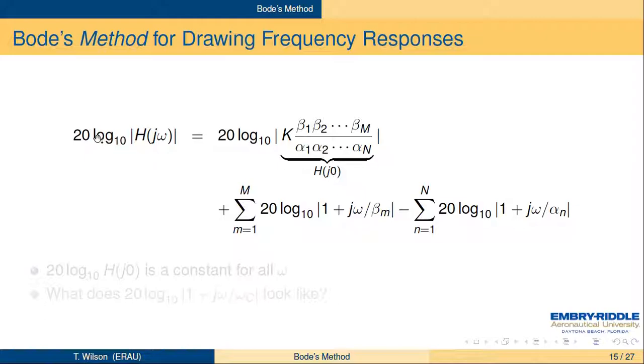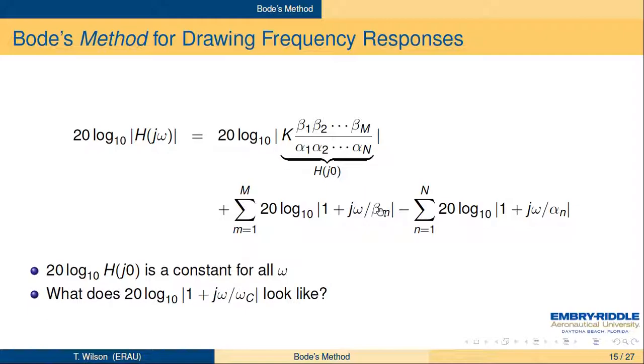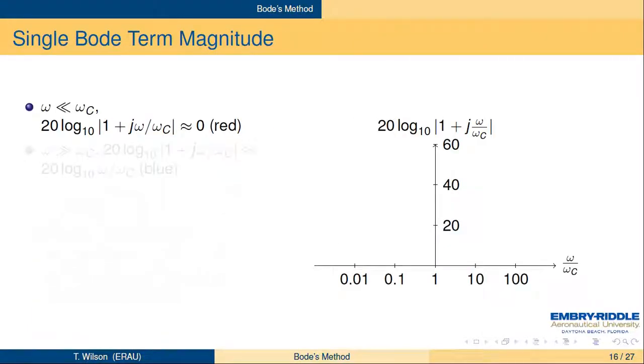So when you go to do 20 log base 10 of the magnitude of H of j omega, you've got a constant there that's just 20 log base 10 of the magnitude of H of j 0. That's the DC gain in dB. And now each one of the poles and zeros has the form 20 log base 10 of the magnitude of 1 plus j omega over corner. So the DC term is just a constant for all omega, but let's see what 1 plus j omega over corner looks like.